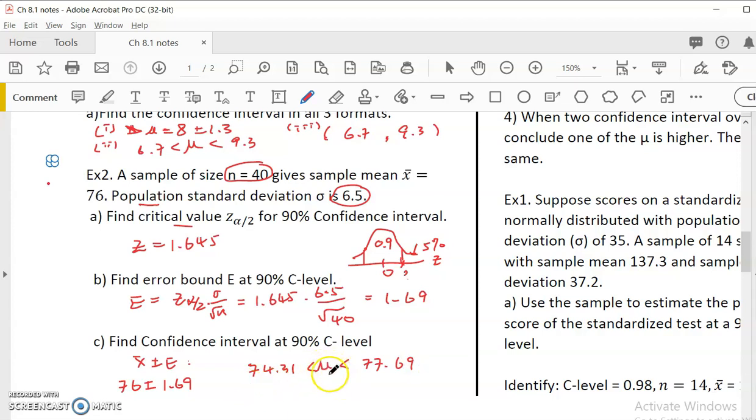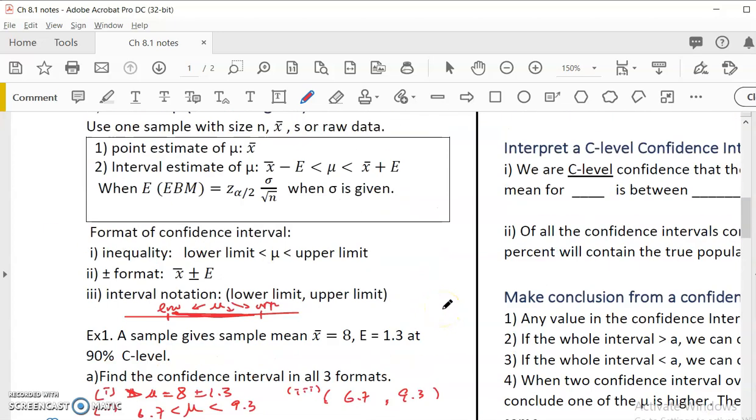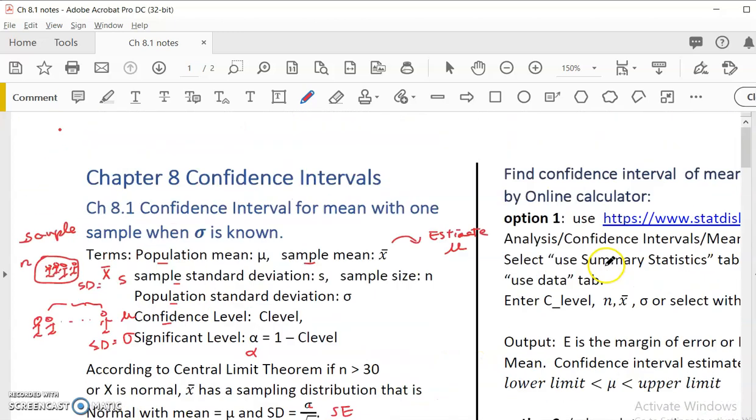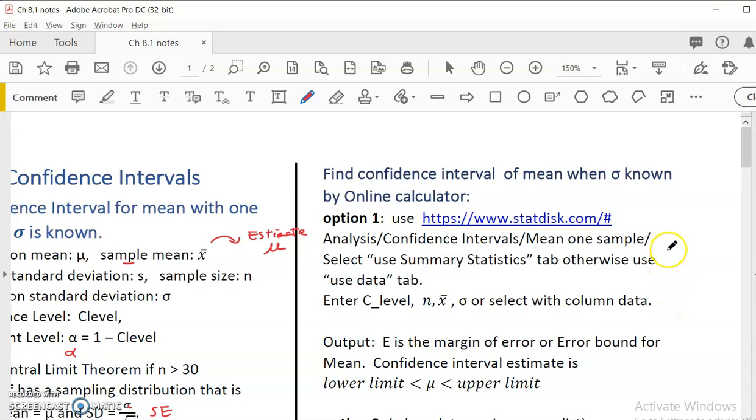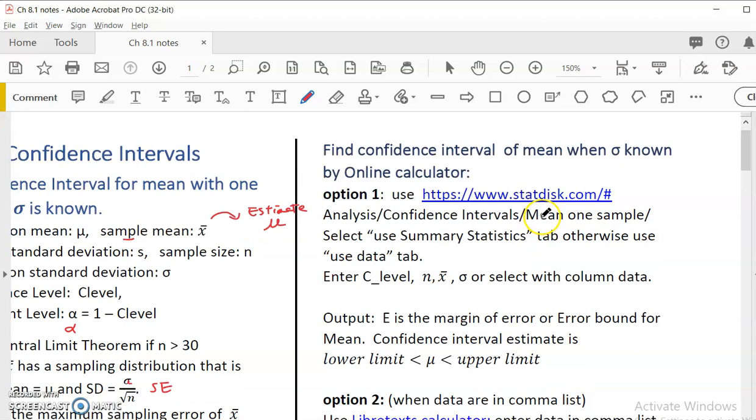That means I don't know where my mu is, but the fact that my x bar is 76 indicates that my mu could be as low as 74.31 and as high as 77.69. So let's look at how we can accurately interpret it a little later. But of course, we don't want to do this hand calculation all the time. There is a program in statistics that can do it for us.